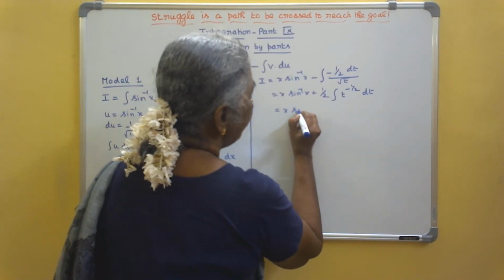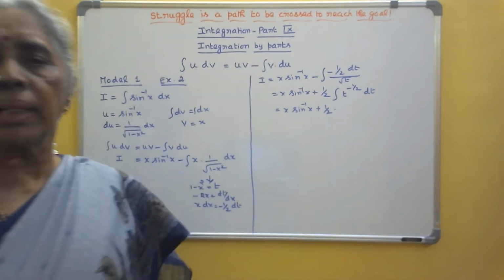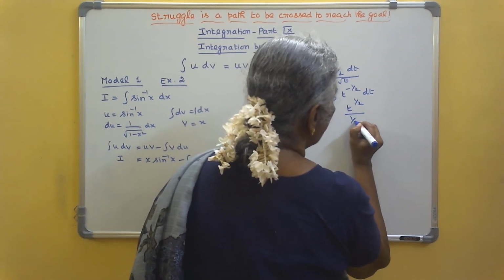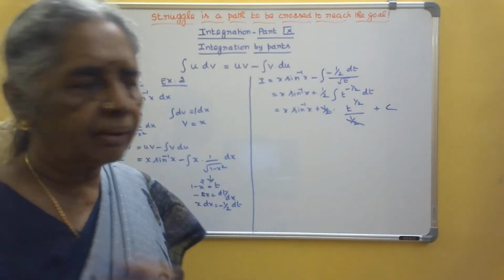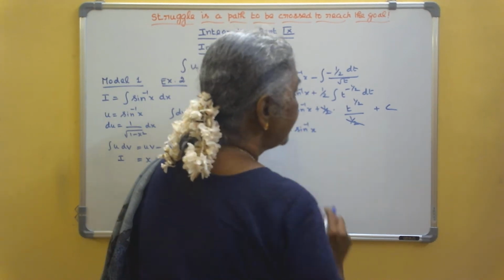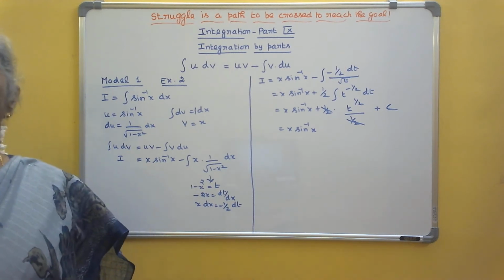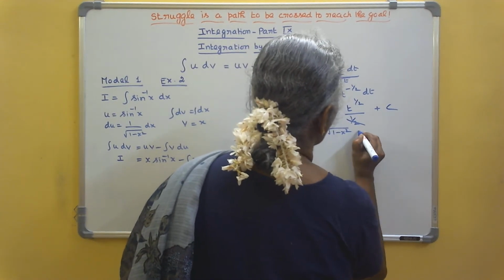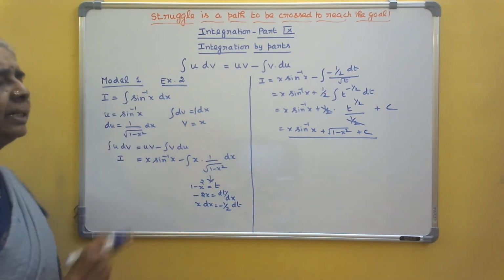So x sin inverse x plus half. When you integrate t power minus half, you will get t power half by half, then put plus c. This half and that half will get cancelled. So now you will get x sin inverse x. What is t? t is 1 minus x squared. So t power half means it is root of 1 minus x squared. So you will get plus root 1 minus x squared plus c. So this is the integration of sin inverse x.